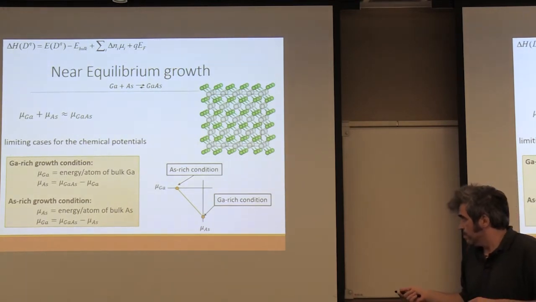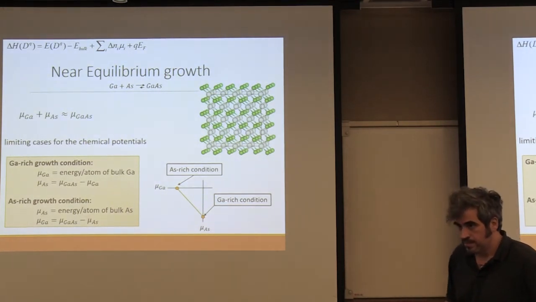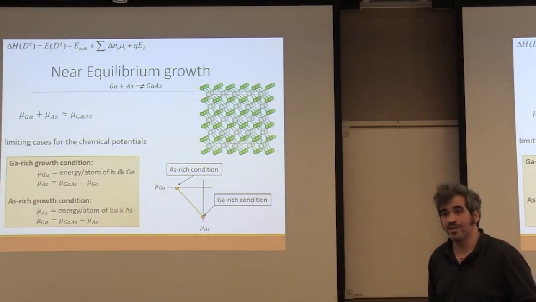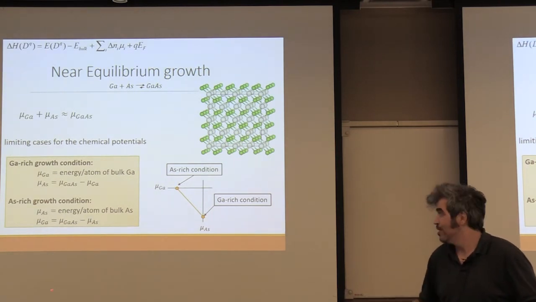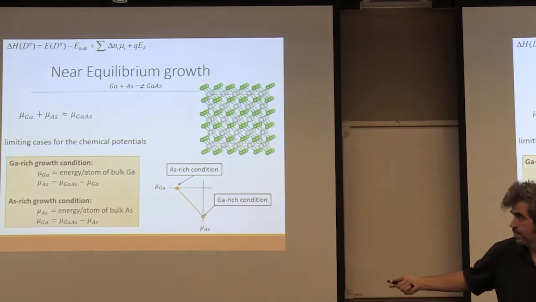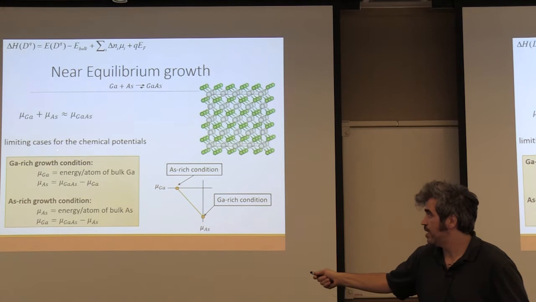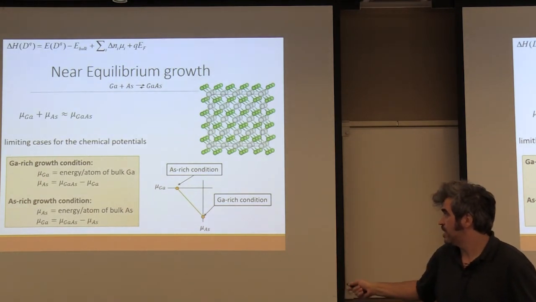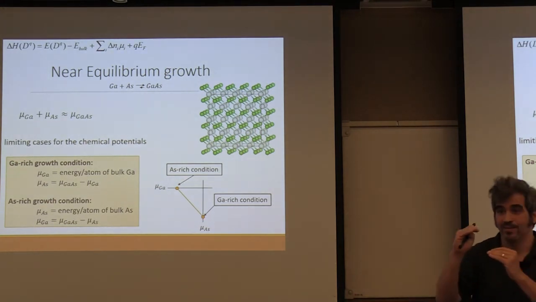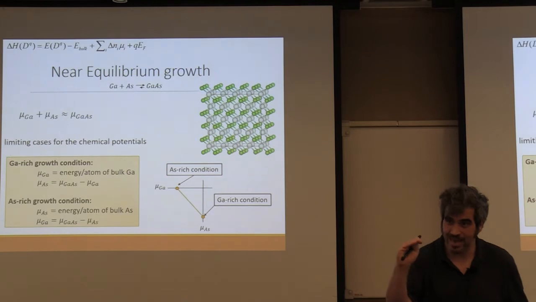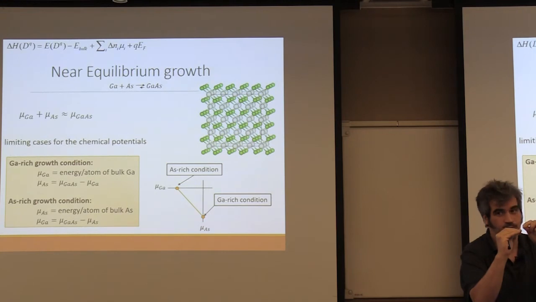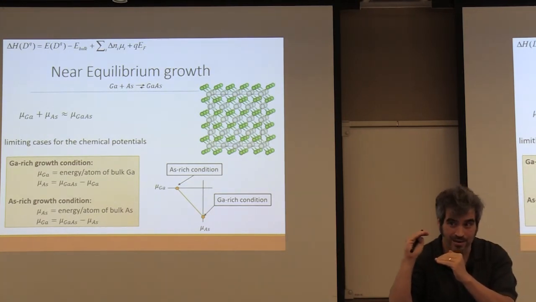So typically when you see numbers reported for something like this, if it's grown in a binary, they'll either specify that it's in gallium-rich growth conditions or arsenic-rich growth conditions, which is really one of the extremes of these two possible growth conditions. So in a gallium-rich growth condition, we know the chemical potential of gallium can't get larger than that of bulk gallium. So we'll just say it equals bulk gallium. That's gallium-rich. Because if you were to try to raise the chemical potential any higher, it would just form gallium. So you can't raise the chemical potential higher than that.